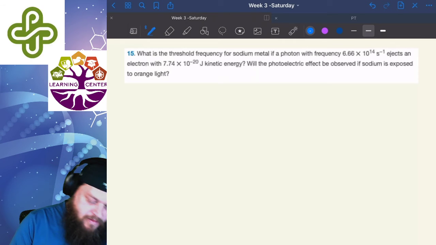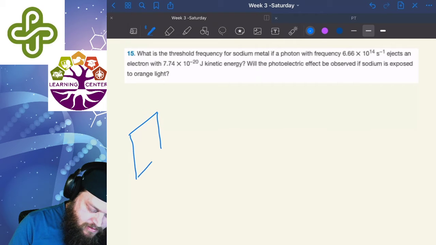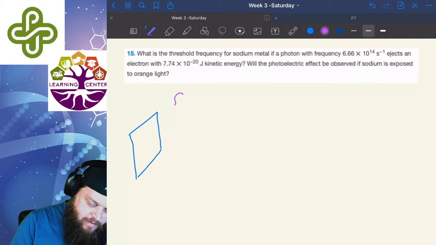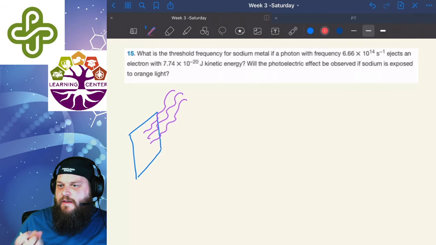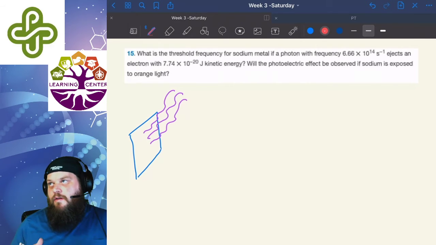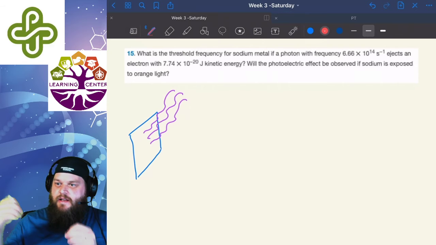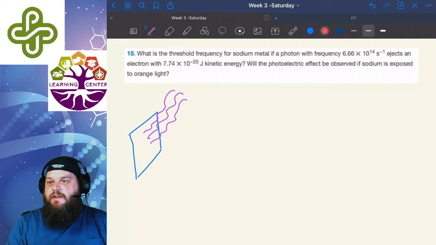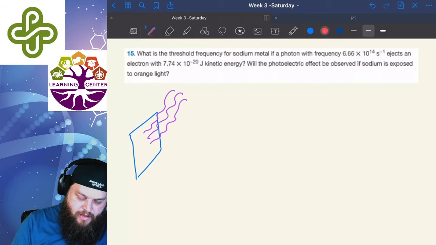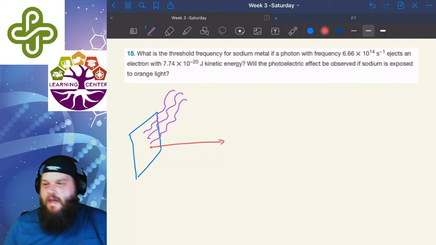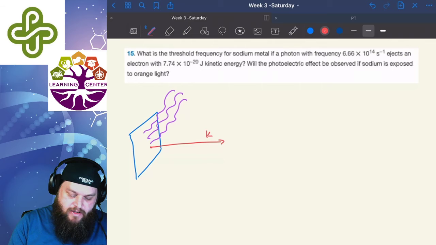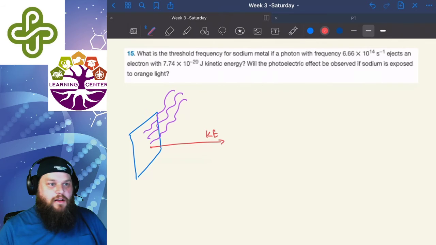I can draw a little picture here. This is my metal plate. I have some wavelength of light coming in, and it strikes it. There's going to be a bunch of those, essentially. So when it strikes that, if the wavelength of light has enough energy in it, that photon hits the electron, transfers energy to it, that energy can free that electron from there and actually propel it away from the metal with some type of kinetic energy. It's kind of physics 101 here.